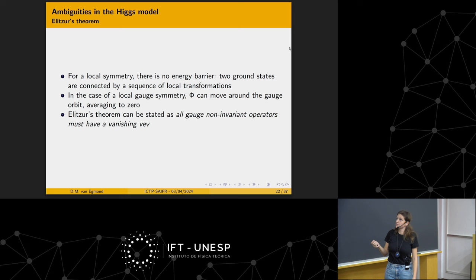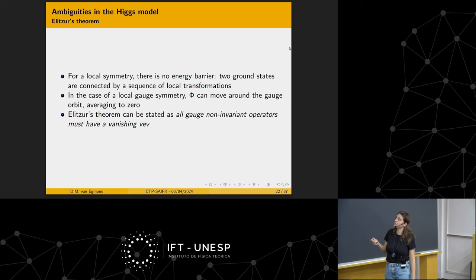And in the case of a local gauge symmetry, this means that phi can always move around the gauge orbit, averaging to zero. So Elitzur's theorem can also be stated as: all gauge non-invariant operators, and this is a gauge non-invariant operator, must have a vanishing VEV.